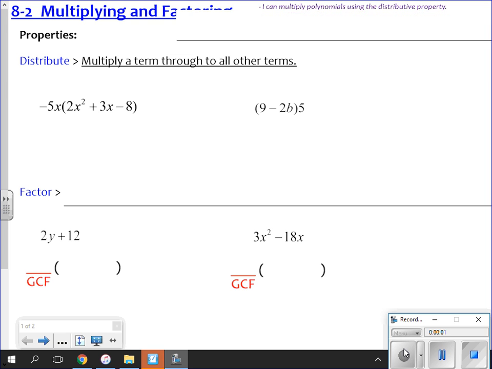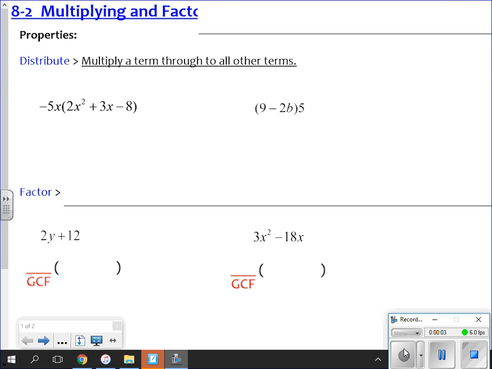The first part we're going to do is distributing, and you've done distributing before. So it's not anything new. The main difference with the distributing you're going to be doing today, or starting today, is that you're going to have more variables involved.